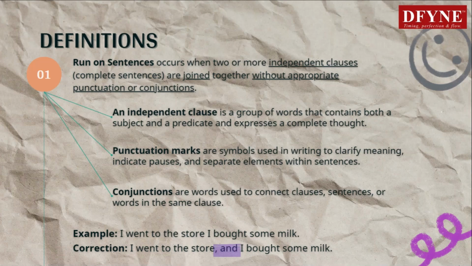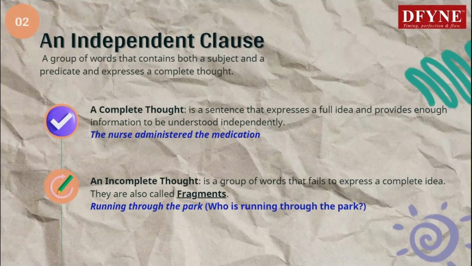In order to rectify this error, we have added the punctuation, comma, and the conjunction and between these two independent sentences. So, two complete sentences need a pause and a conjunction. Simple, right? As long as you understand the difference between a complete thought and an incomplete thought.